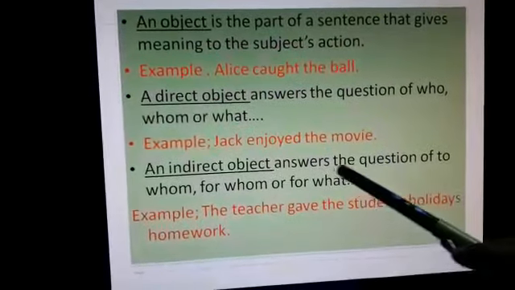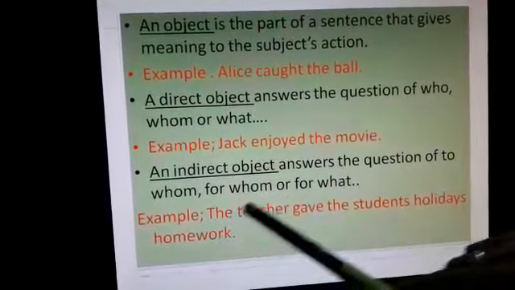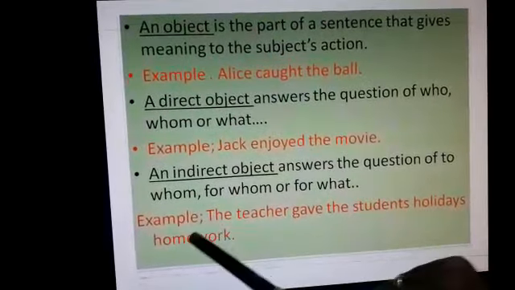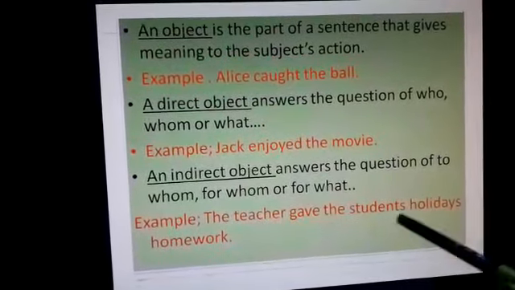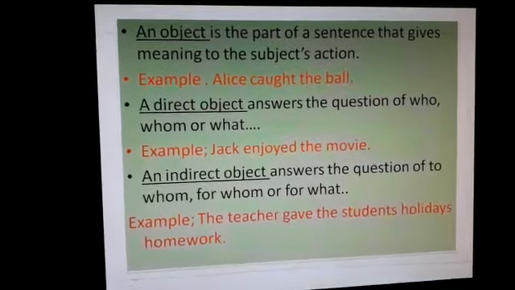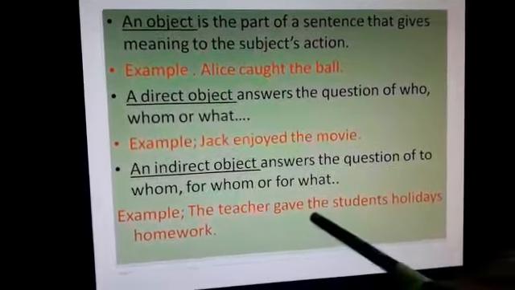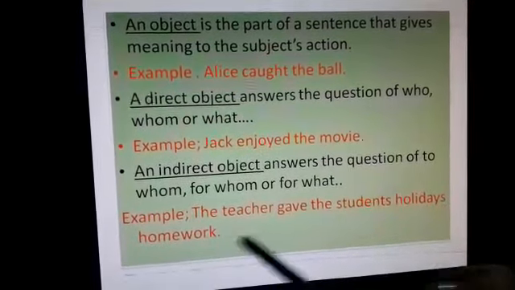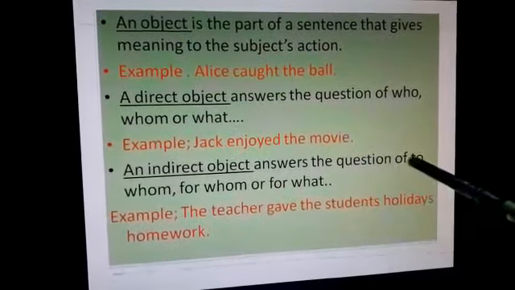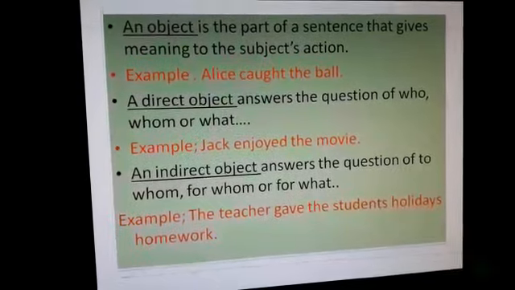An indirect object answers the question of to whom, for whom or for what. Example, the teacher gave the students holidays homework. Now, to whom did the teacher give holidays homework? The teacher gave the students holidays homework. This answers the part to whom. So, this is the indirect object.